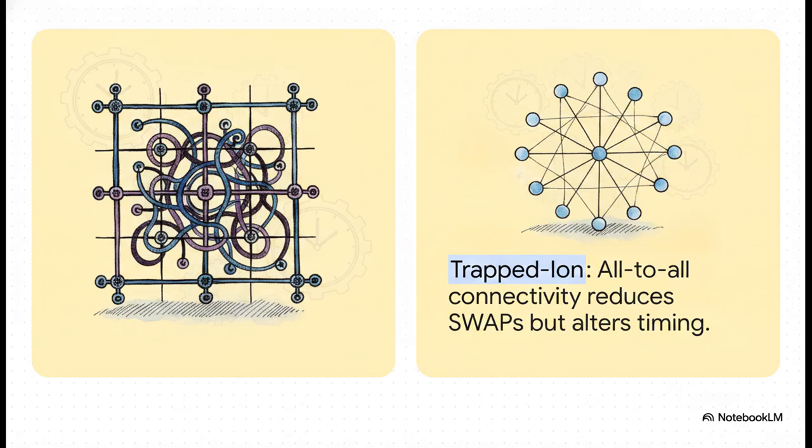If you are compiling for superconducting qubits, you're dealing with fixed, lattice-like connectivity. That requires heavy routing and lots of swap insertion, which balloons your circuit depth and heavily exposes you to decoherence noise. But if you compile that exact same code for trapped ion qubits, you have all-to-all connectivity. That practically eliminates your swap overhead, but trapped ions have slower gates, which introduces completely different timing and scheduling trade-offs for the compiler to manage.